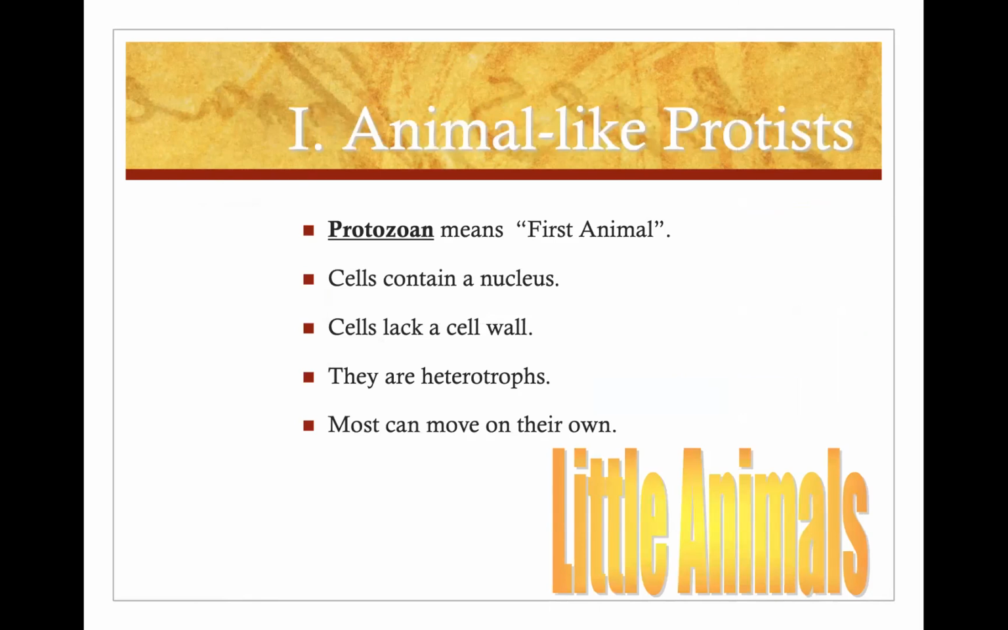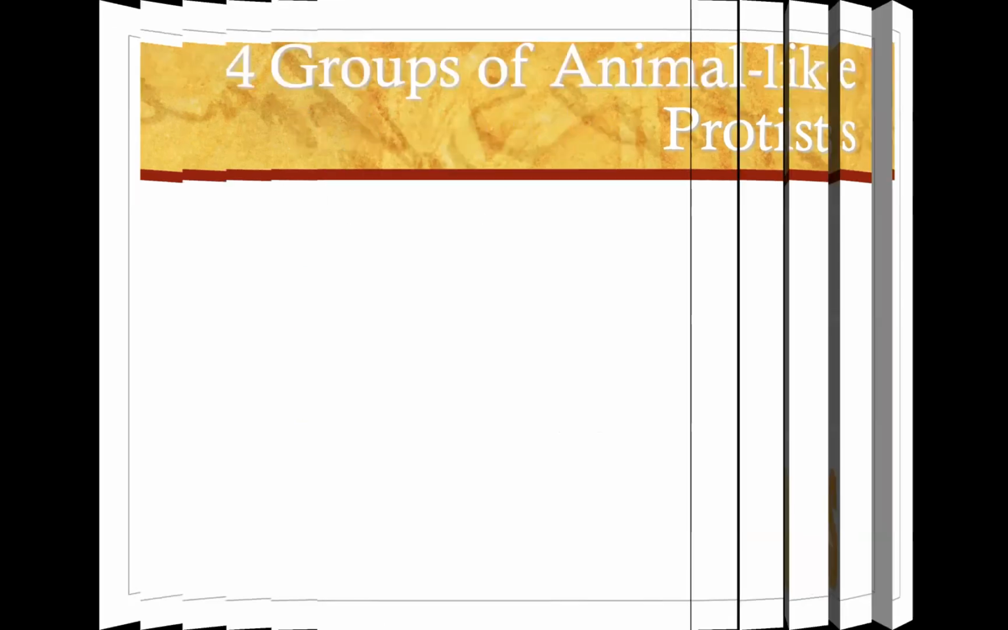Okay, so animal-like protist. This term protozoan means first animal. As with animals, these are going to be organisms that contain a nucleus. It's going to lack the cell wall, right? Which is what we saw when we compared the plant and animal cell. These are heterotrophic organisms, okay? And most of them can move on their own. So we'll see some mechanisms of movement for these types of organisms. And so these are going to be features of our animal-like protist.